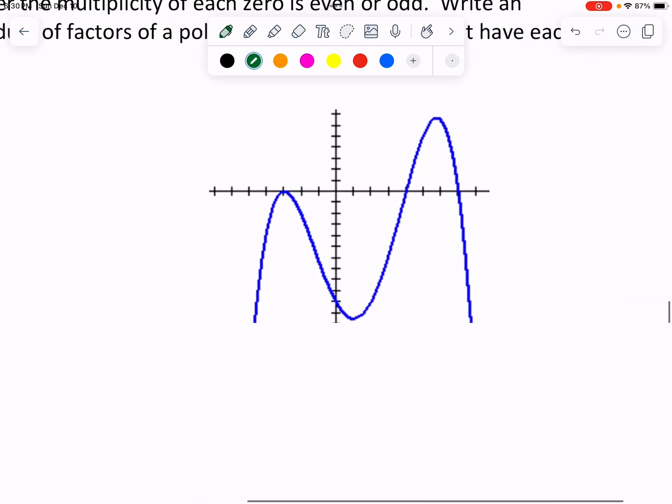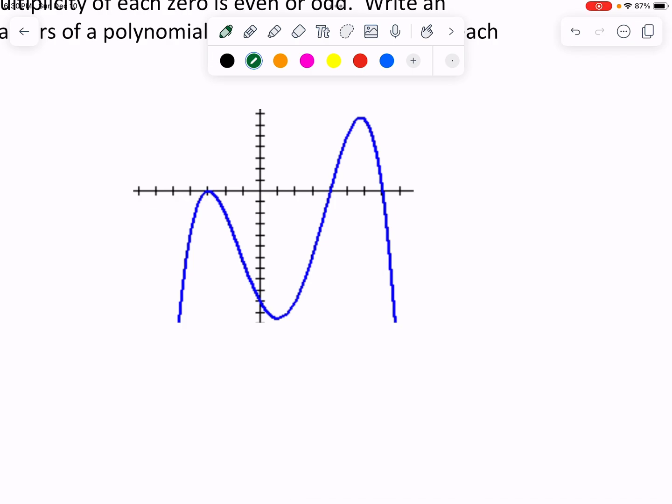Okay, let's try one that is an even degree. This one has an even degree. Let's see. This crosses at -3 or touches at -3, 4, and 7.